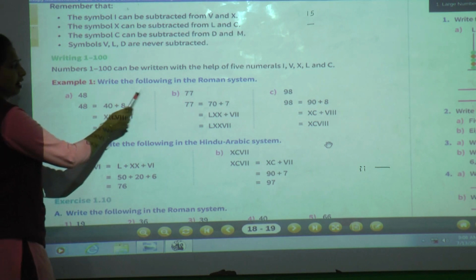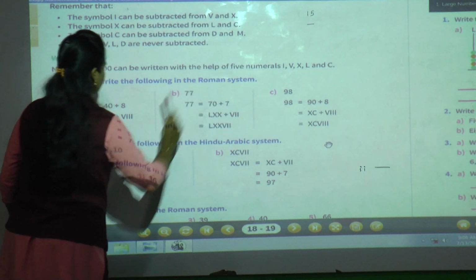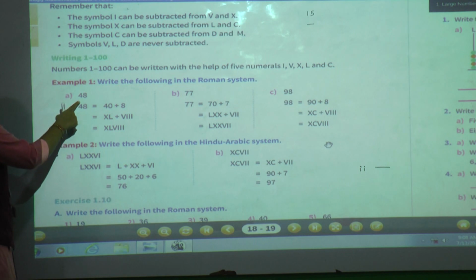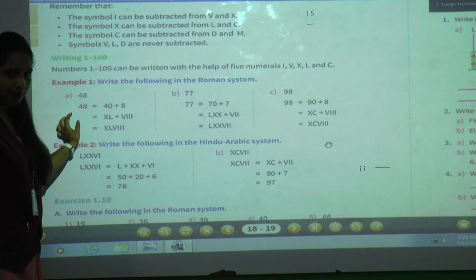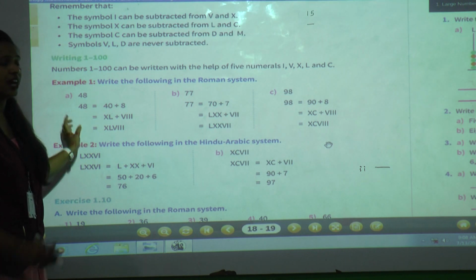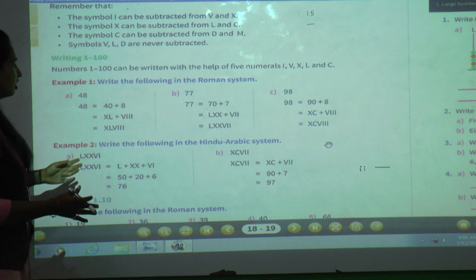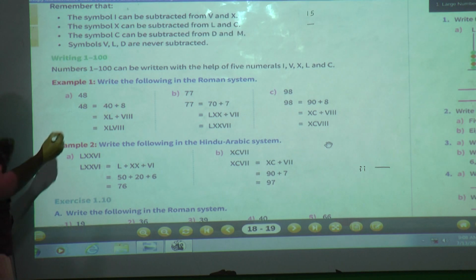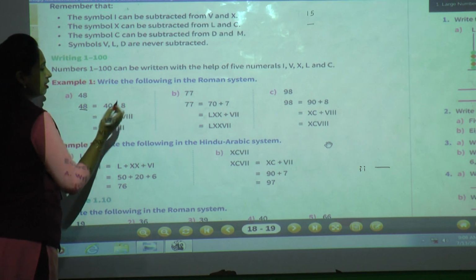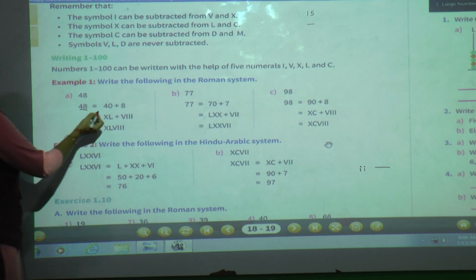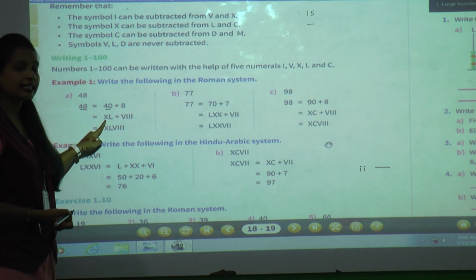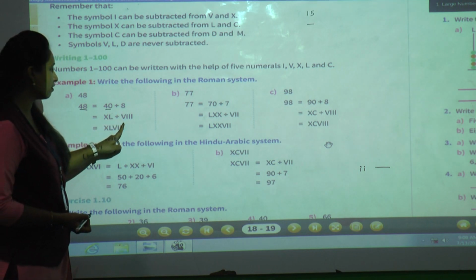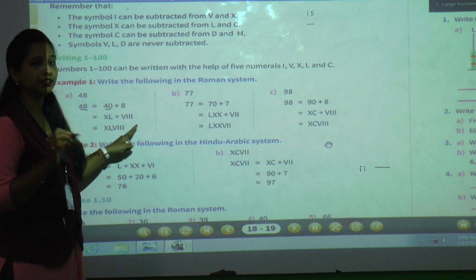The question is, write the following in the Roman system. For example, they have given 48. Whenever they give one number, what we have to do first? We have to expand the number. Given number, we have to expand. Okay, see, 48, how can we expand? 40 plus 8. Okay, so 40 we write as X and L. And 8 we write as V and triple I.